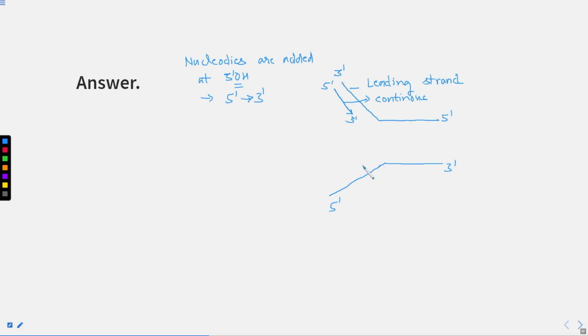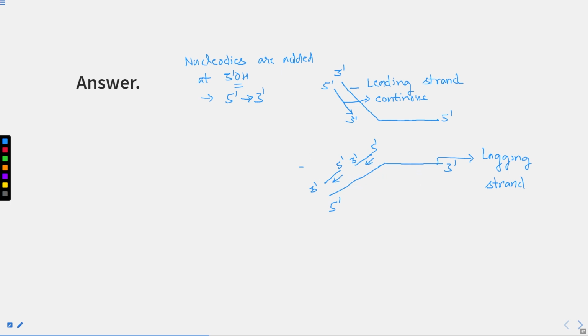Now here, this is the lagging strand, and on the lagging strand there is discontinuous synthesis of DNA. So this should be 3'. This is 5'. This is again 3'. This is 5'. So here you can see DNA synthesis is in this direction and it is discontinuous.